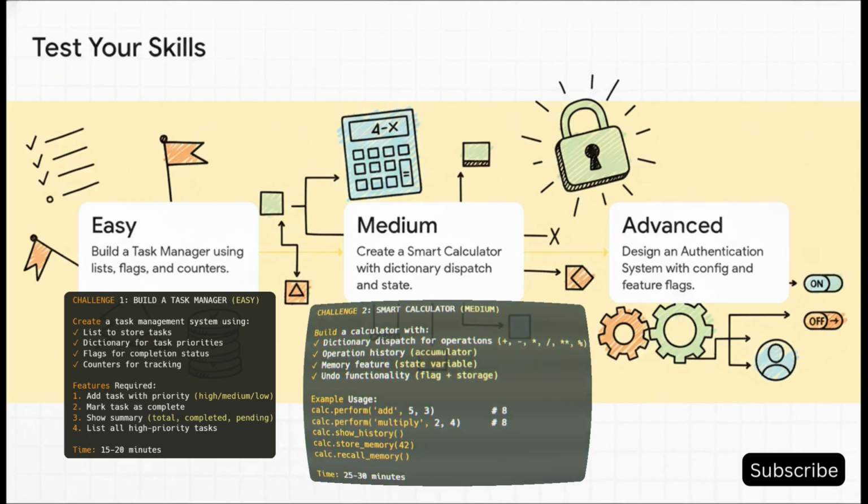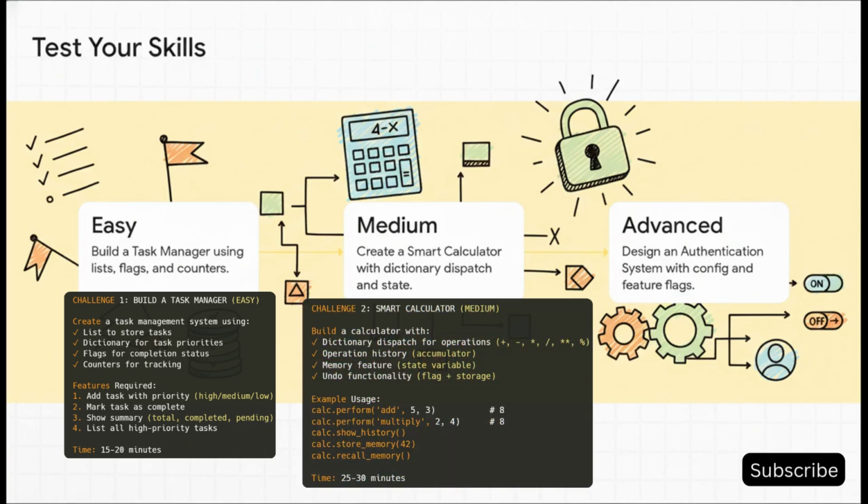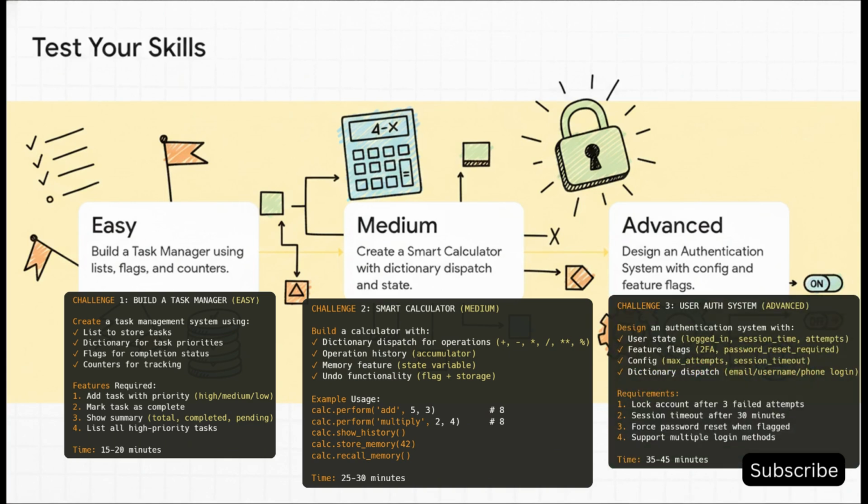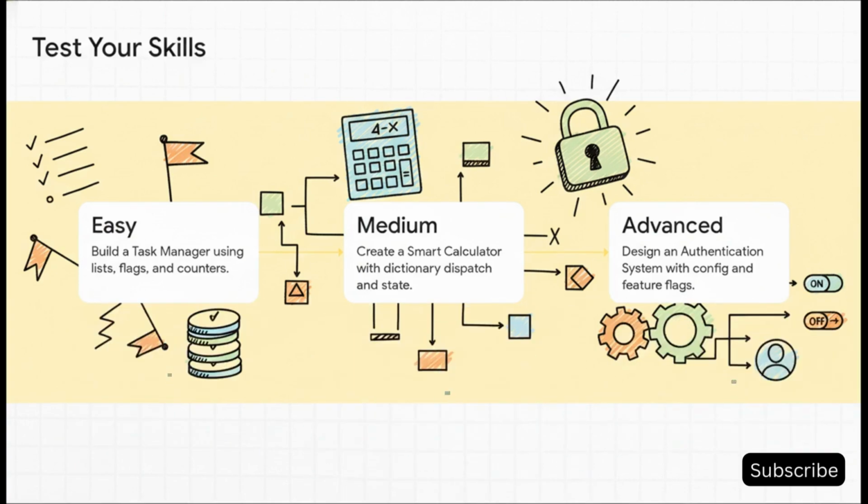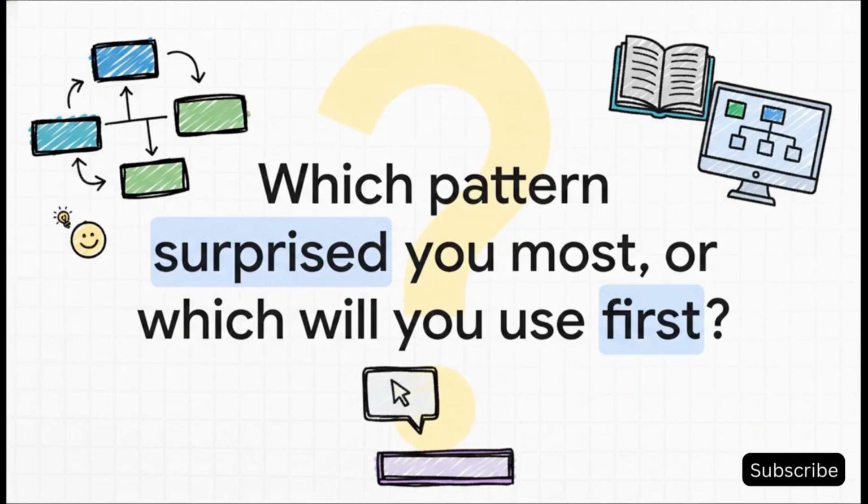The medium challenge is to create a smart calculator. This is perfect for practicing that dictionary dispatch pattern and managing state. And for the advanced challenge, you're going to design a full authentication system which will force you to combine configuration, state management, and even feature flags. Look, mastering these patterns will fundamentally change the way you write code. I promise you. You'll start producing cleaner, more maintainable, and just all-around more professional applications.